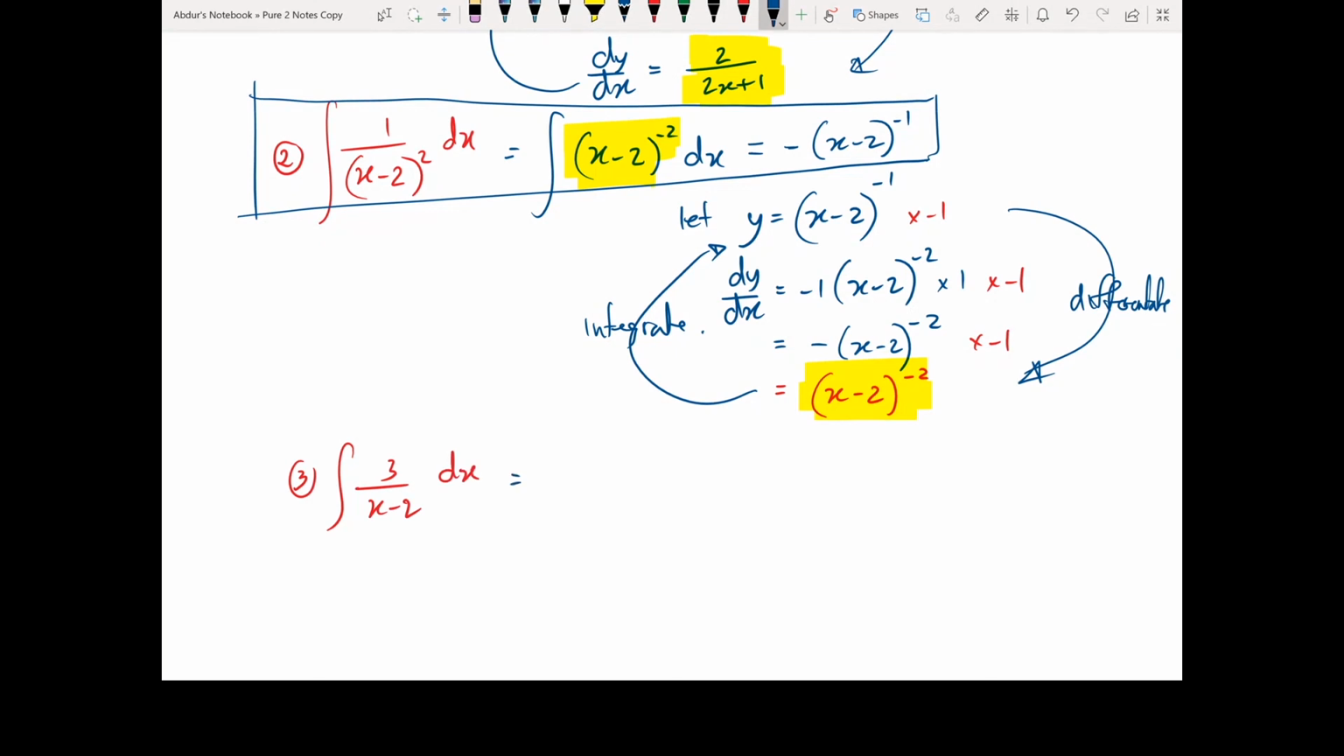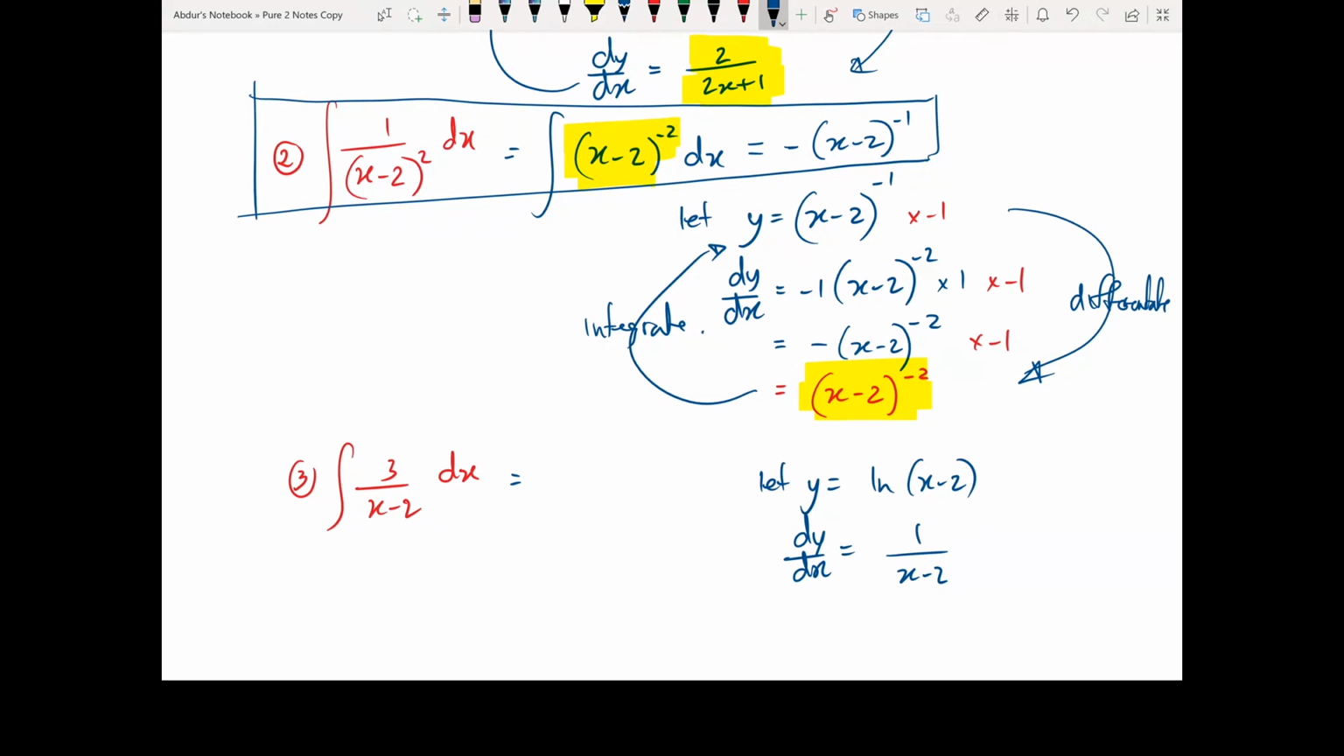So when we're integrating this, again, we need to think about what function we're going to let y equals that actually differentiates to give us this. Again, we can see this is a reciprocal. There's no power on the denominator, so it's going to be let y equal ln of x − 2. If we differentiate this by chain rule, this becomes 1 over x − 2 times the differentiation of the inner function x − 2, which is 1. So essentially that gives us that.